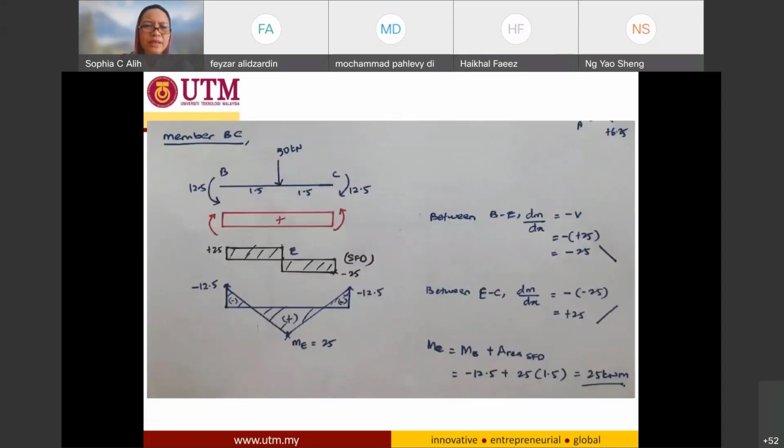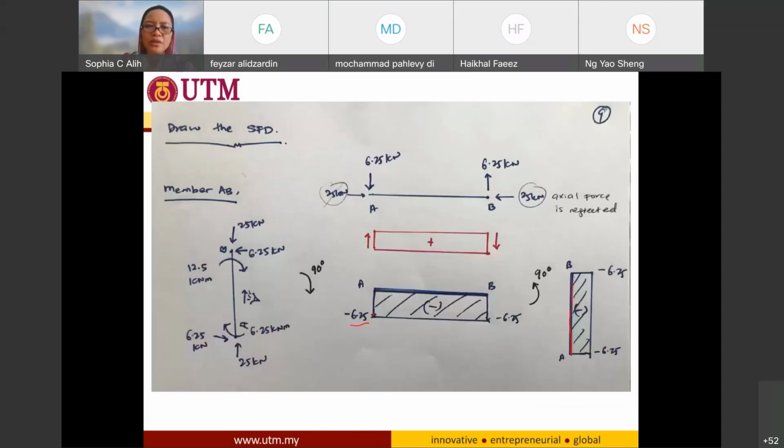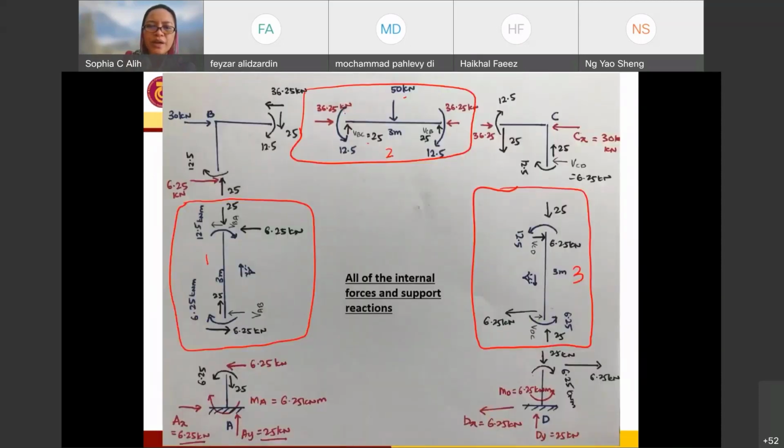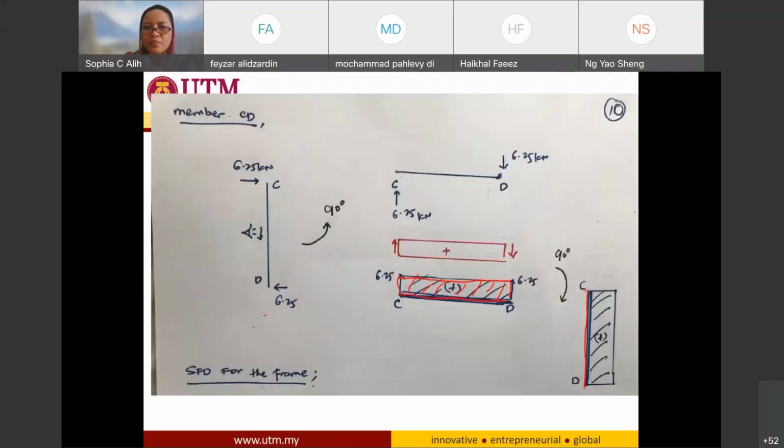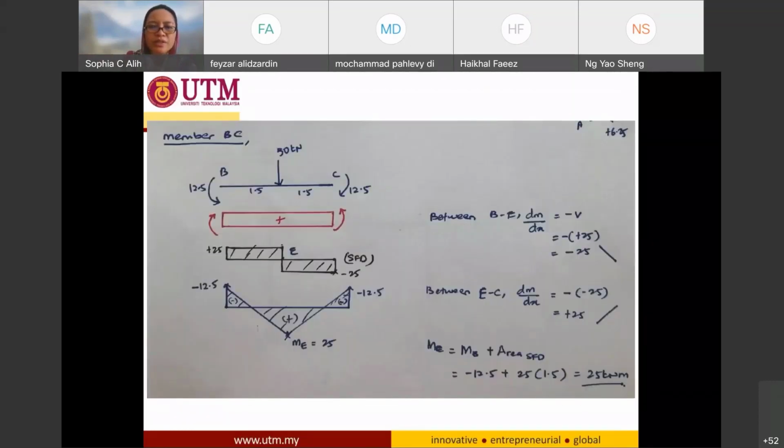Now for member BC, I have the end moment 12.5 counterclockwise, and clockwise end moment 12.5. This one also is coming from the equation over here. So we have counterclockwise 12.5 and also clockwise 12.5 for member BC. Now I just take this one towards this.